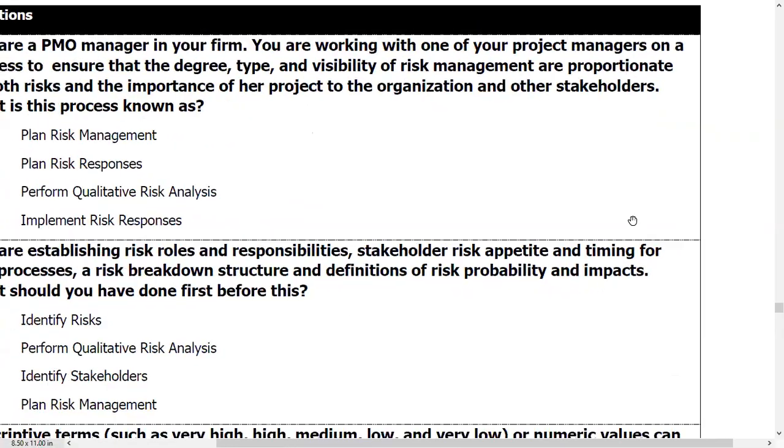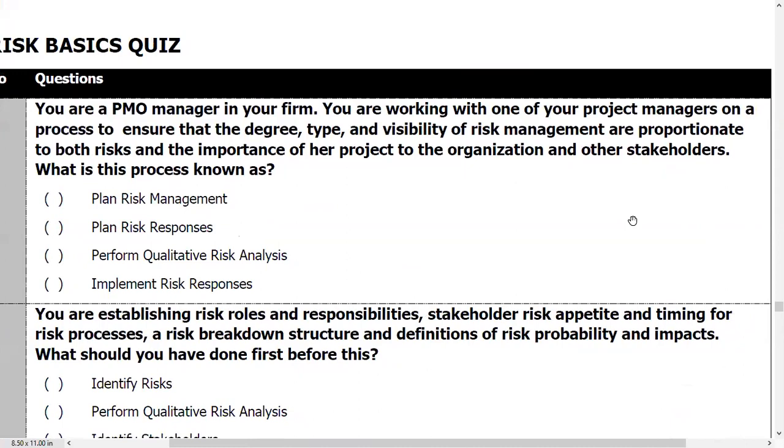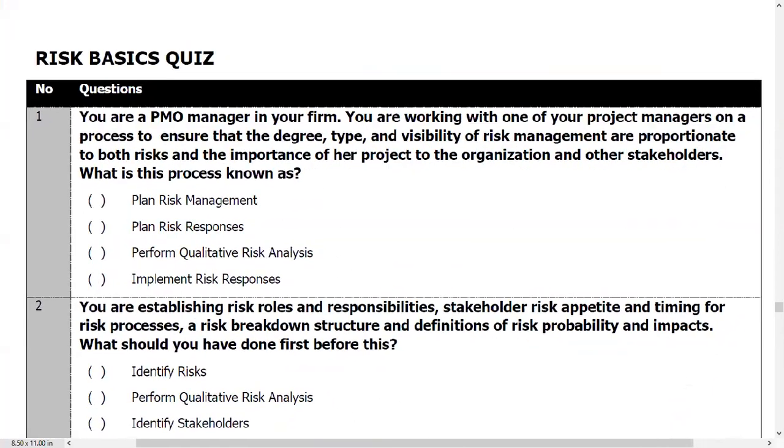So let's take a look at these one by one. Question 1. This is from risk management. You are a PMO manager in your firm. You're working with one of your project managers on a process to ensure that the degree, type, and visibility of risk management are proportionate to both risks and the importance of her project to the organization and other stakeholders. What is this process known as?